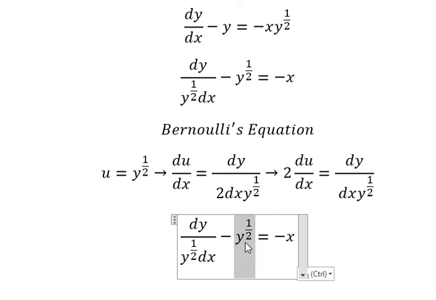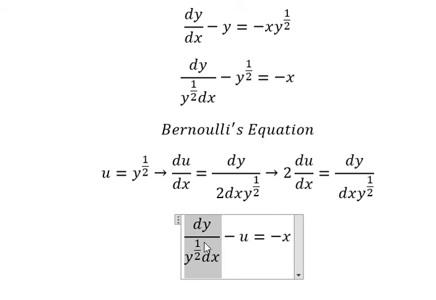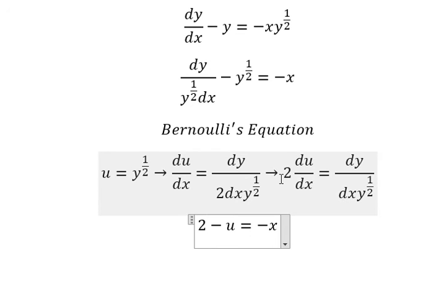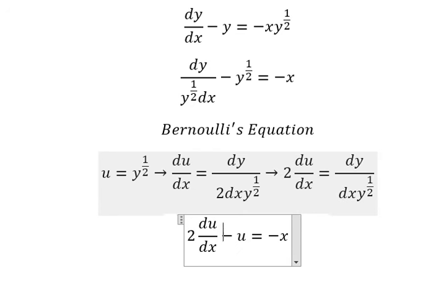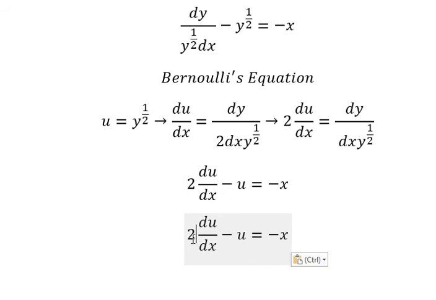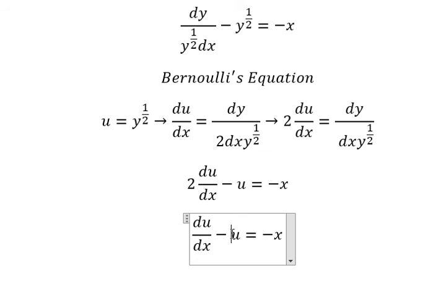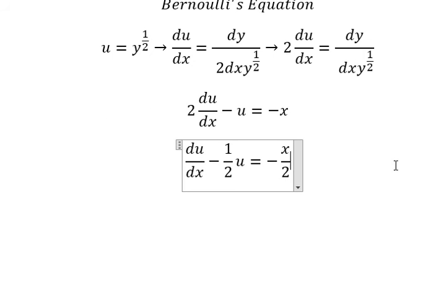This one we change by u. This one we change by 2 du over ds. Next, I will divide both sides by number 2. We have u, and first derivative of u, we can use about integrating factor.